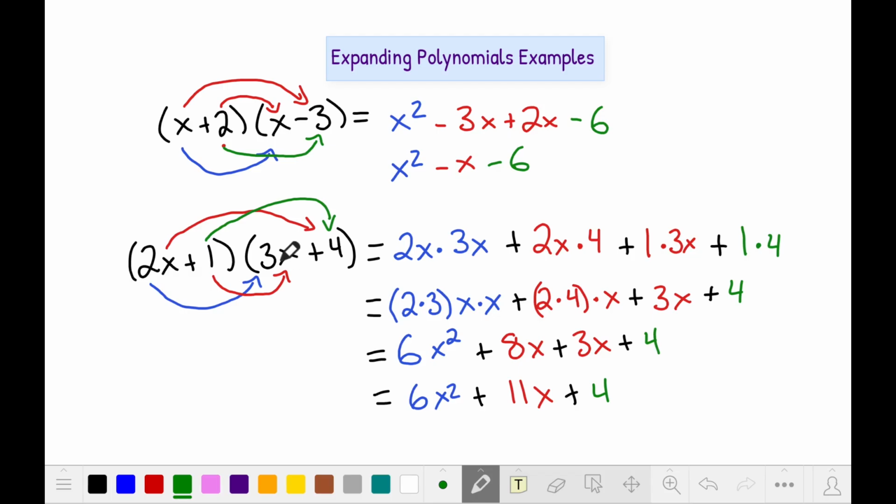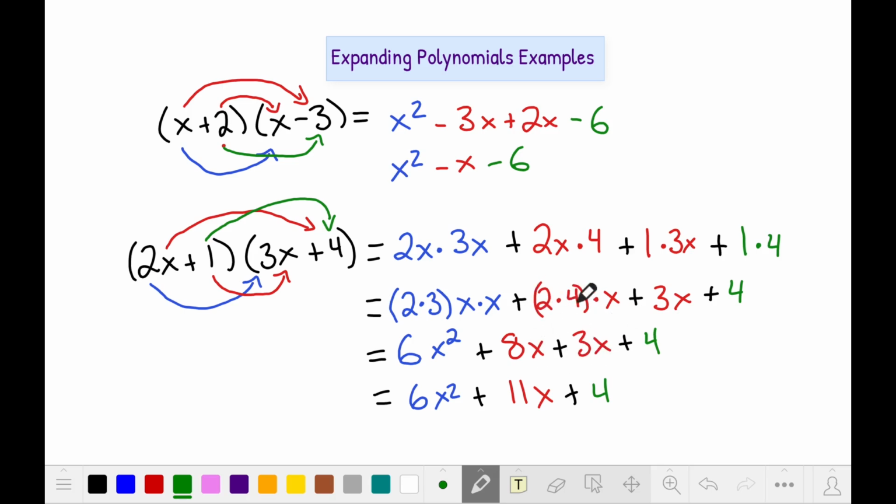Sometimes 2x times 3x looks a little harder than just x times x, but it's still a multiplication at the end of the day. So you multiply the two numbers in front of the x together, so in this case 2 times 3 to give us 6, and then x times x is just x squared. Notice that the red terms are still 2 because there's 2 non-x terms, and it's still an addition.